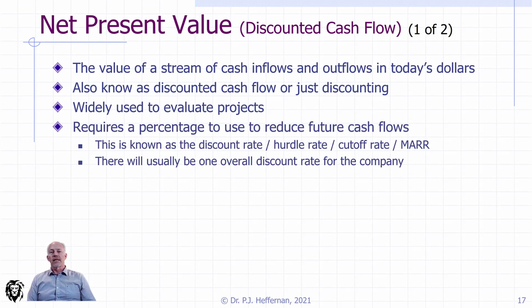Now, one of the things that it does require, like all discounting methodologies, is a percentage to use to reduce future cash flows to current dollars. As I mentioned in the last video, this can be called your discount rate, your hurdle rate, a cutoff rate, minimum annual rate of returns, a number of different terms out there. For all intents and purposes, they all work the same.